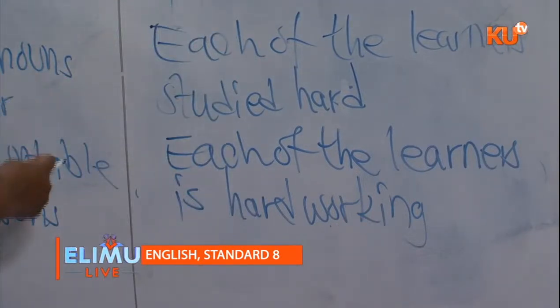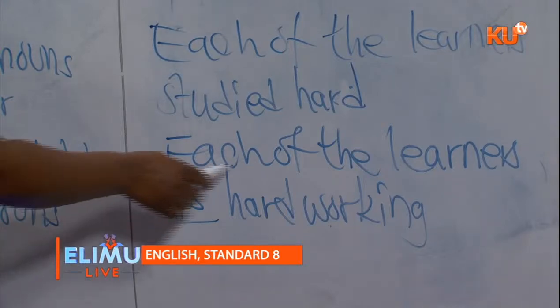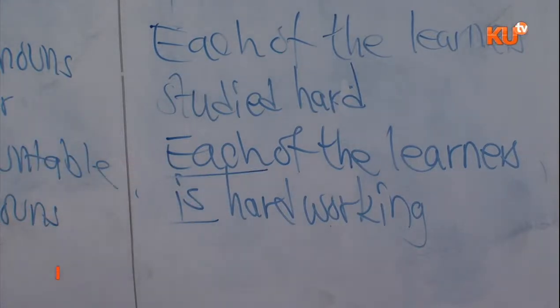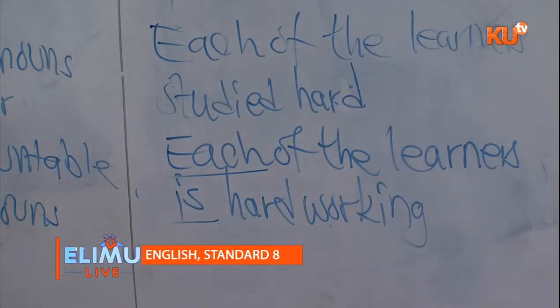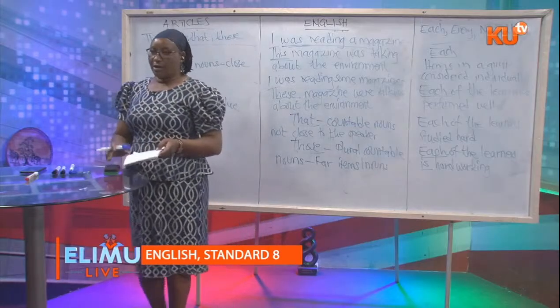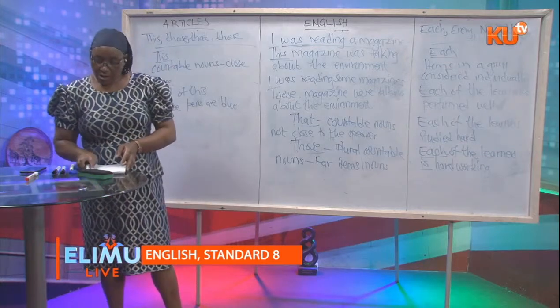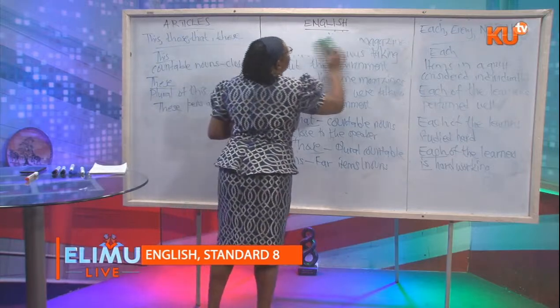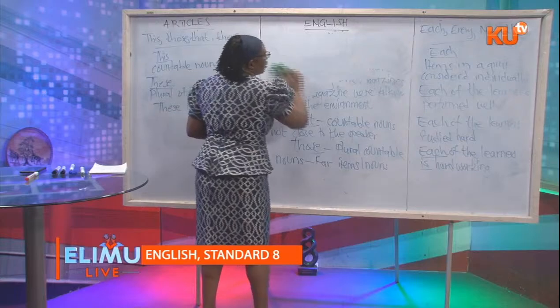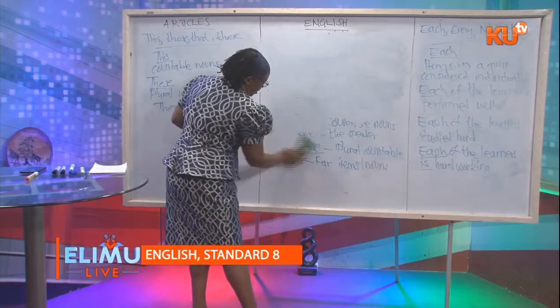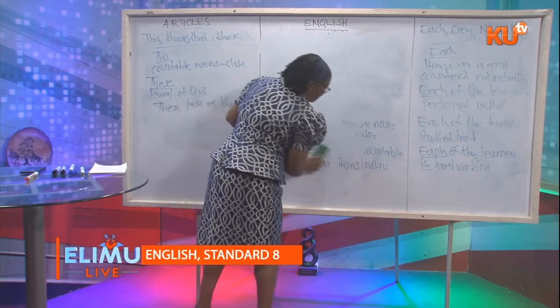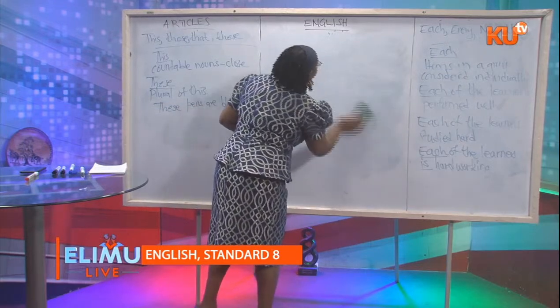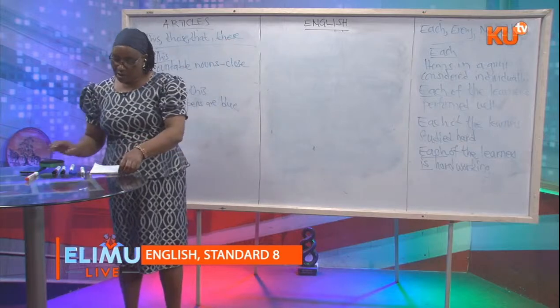So you find that we have used a singular verb to refer to each of those learners. You have not said each of the learners are hardworking. So when you use are in this case, are is a wrong word in that sentence. So you find that the word each refers to an individual person in a group of many. Now we move on to determiner every, and determiner every is more or less used as determiner each.